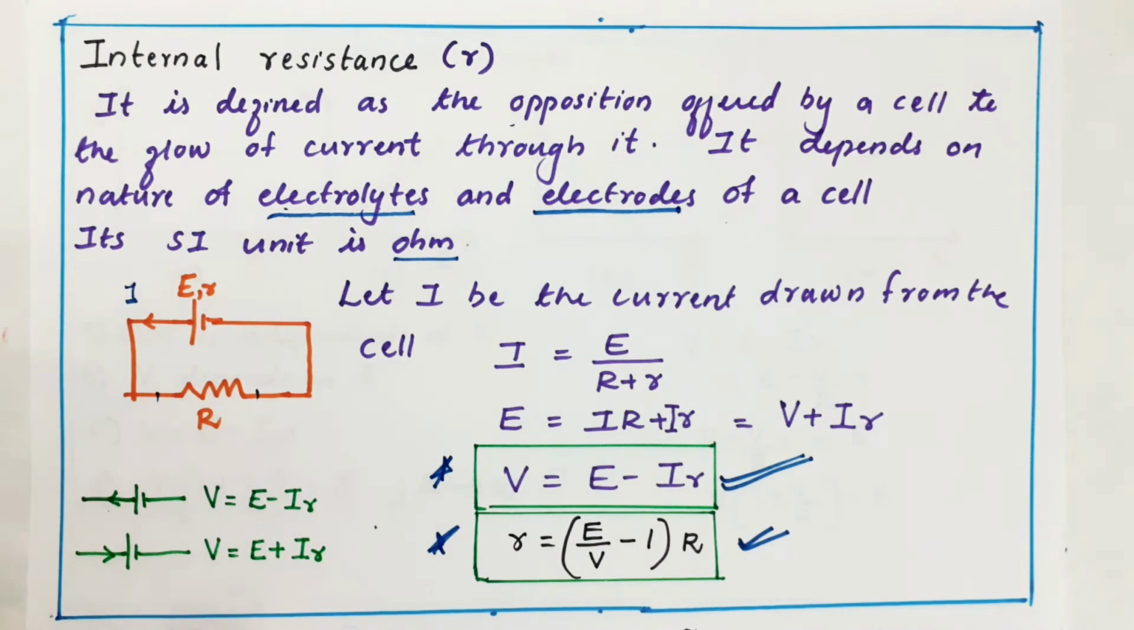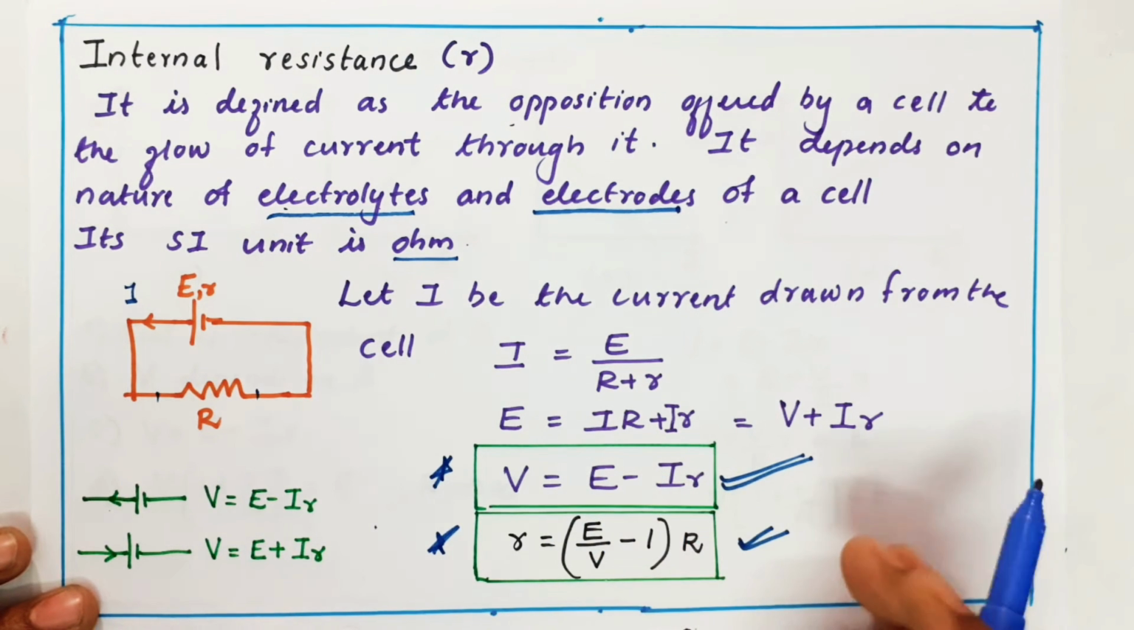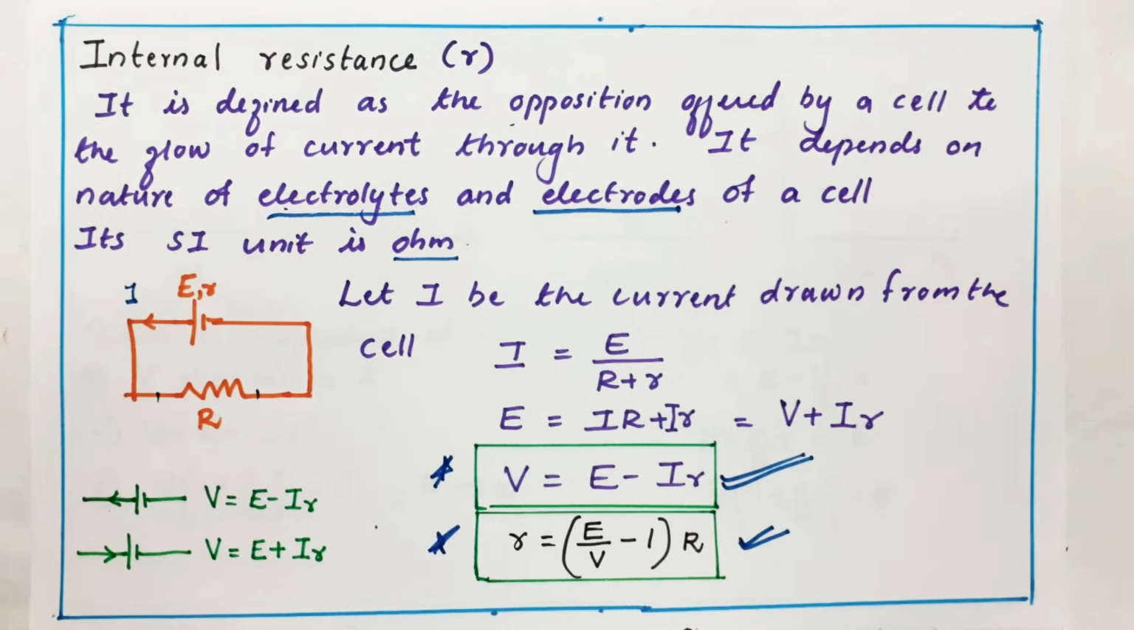So these two equations you have to remember. In the normal case, when we take the current from the circuit, we use the equation V equals E minus IR.